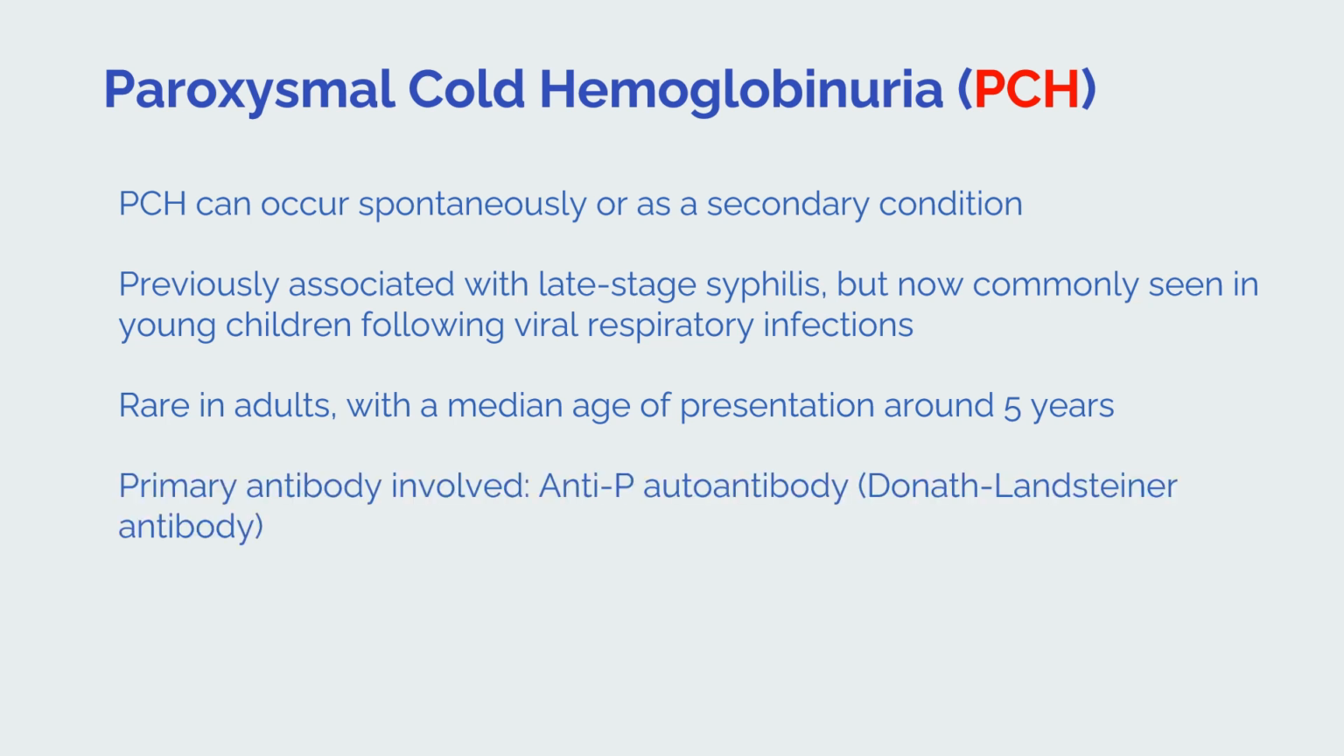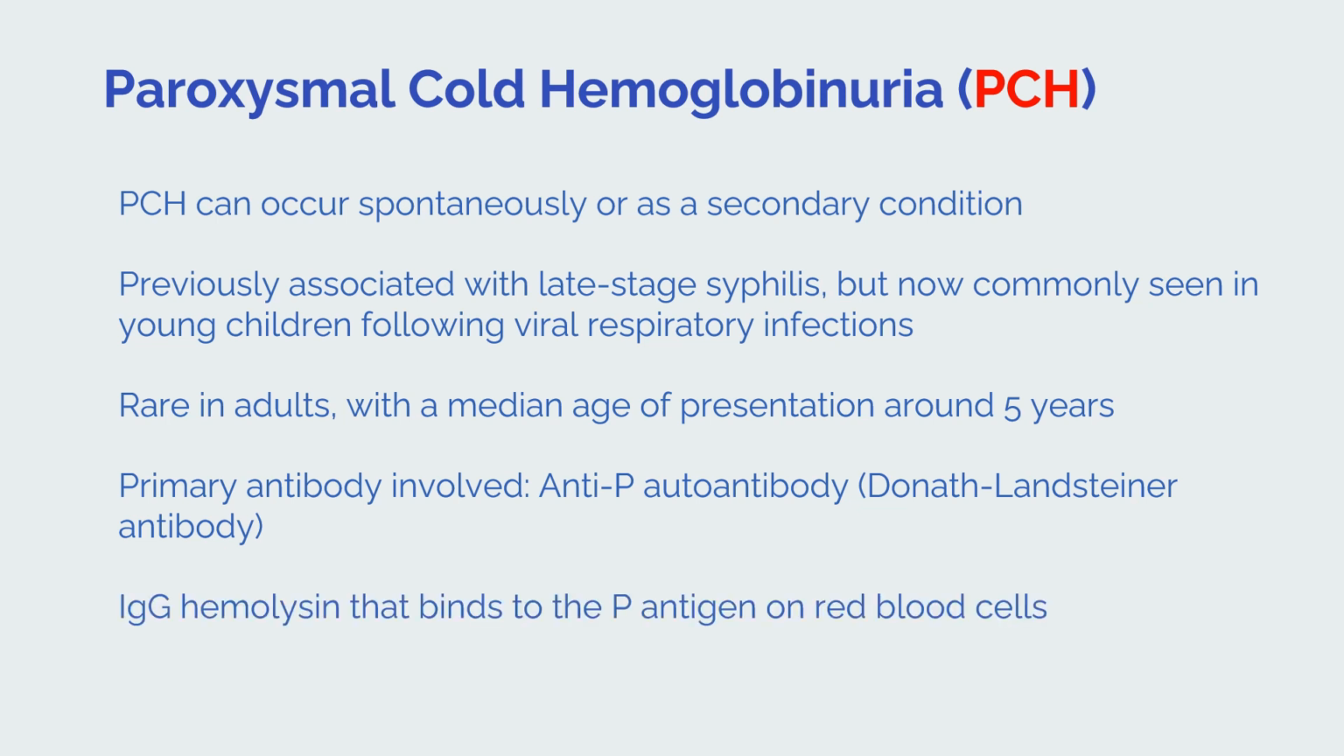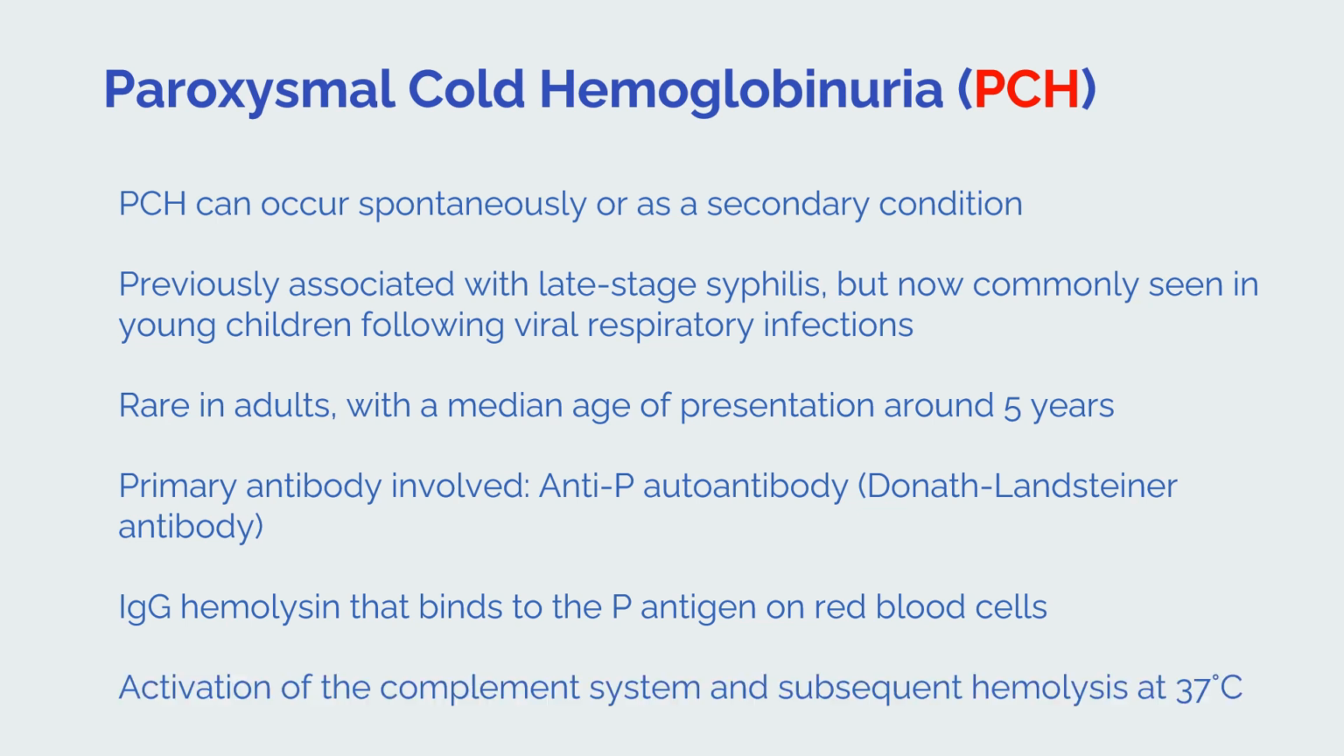The primary antibody involved in this condition is called the anti-P autoantibody, also known as the Donath-Landsteiner antibody. This antibody is an IgG hemolysin that binds to the P antigen on red blood cells, leading to the activation of the complement system and subsequent hemolysis. But here's the twist: complete activation and destruction of the red blood cells only occur when the temperature rises to 37 degrees Celsius.